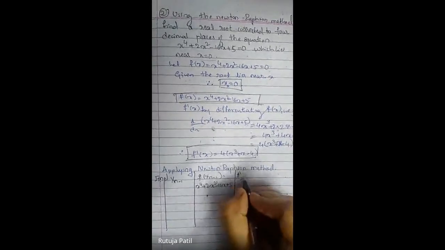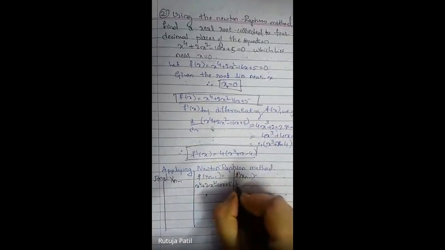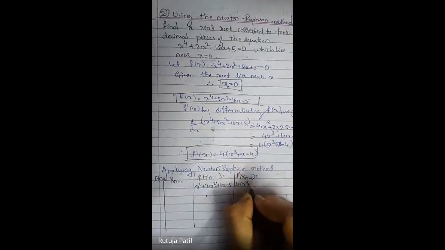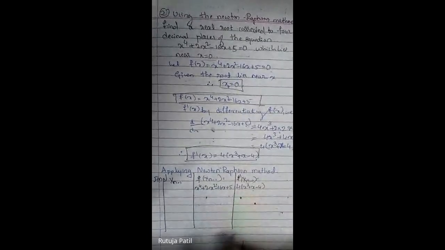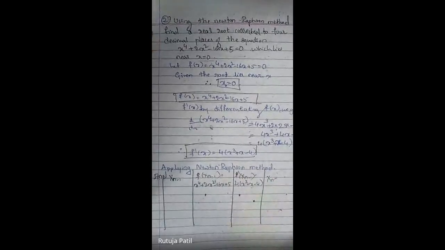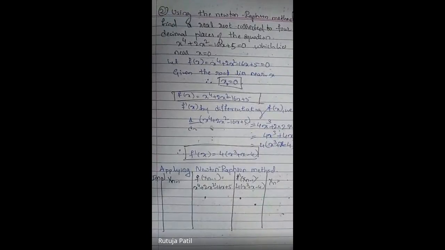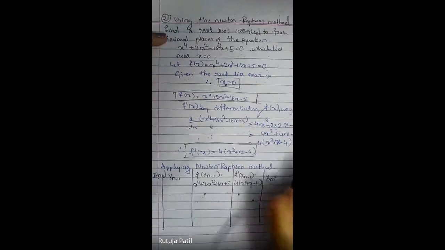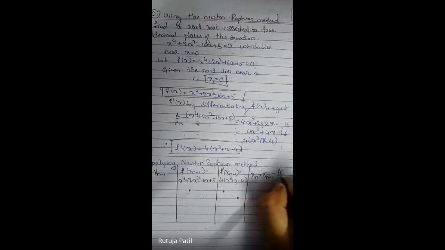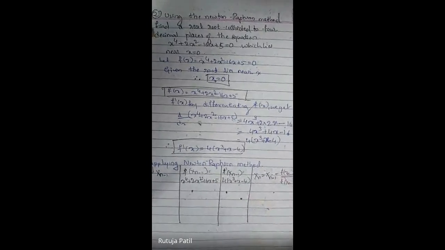Then f dash of xn minus 1, that is the differentiated equation, right? 4x cube plus x minus 4. Now the last one is xn, that is the Newton general formula to find the value of approximate root values. Xn is xn minus 1 minus f of xn minus 1 divided by f dash of xn minus 1.